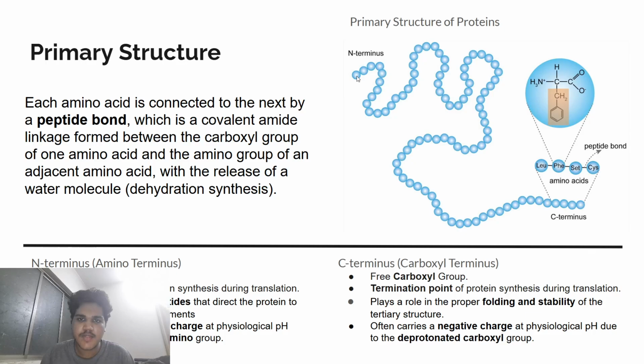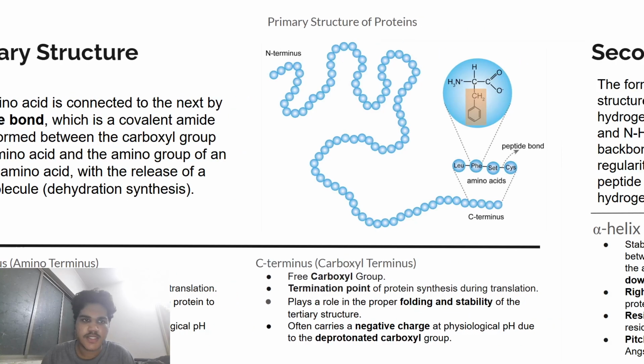The N terminus may contain signaling peptides that mark the protein for delivery to special cellular compartments such as the mitochondria or the Golgi apparatus. The C terminus plays a role in the proper folding and stability of the tertiary structure. The N terminus carries a positive charge, as we can see here. The protonated amino group carries a positive charge, whereas the carboxyl group carries a negative charge over here near the single bonded oxygen. It is the deprotonated form as it carries a negative charge.